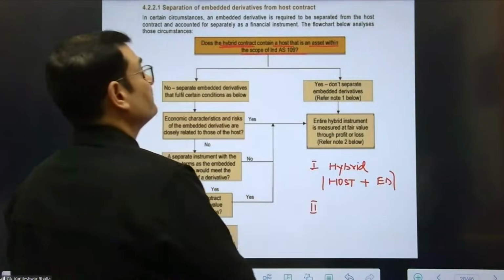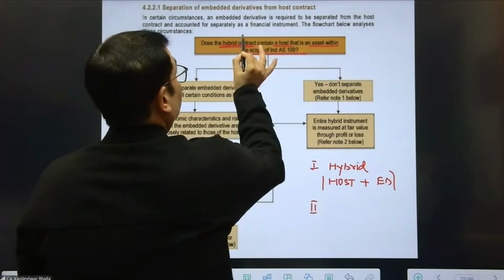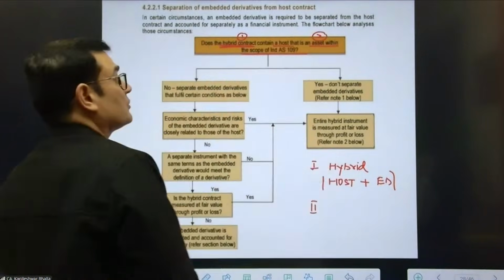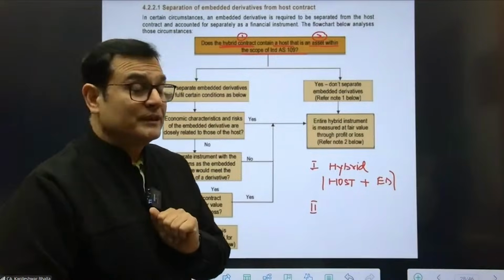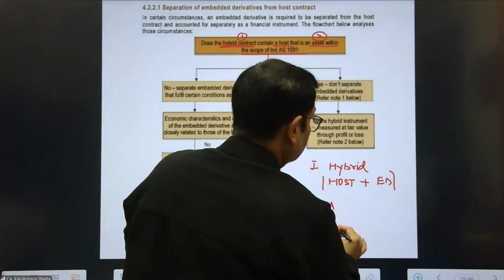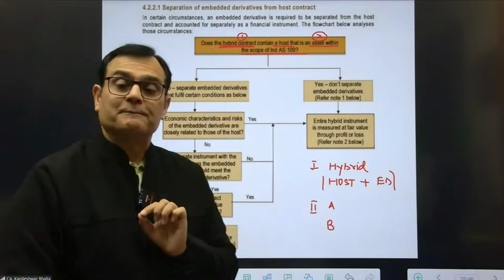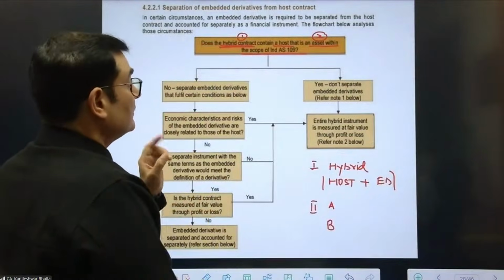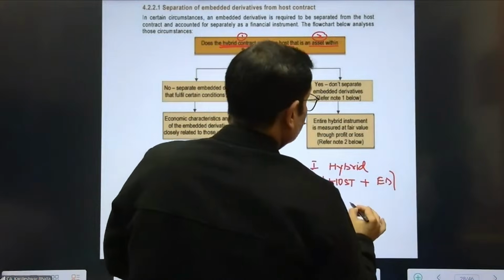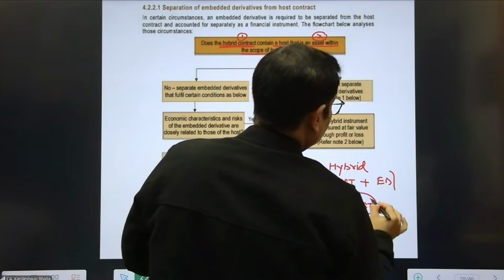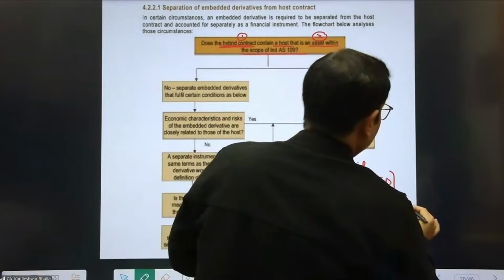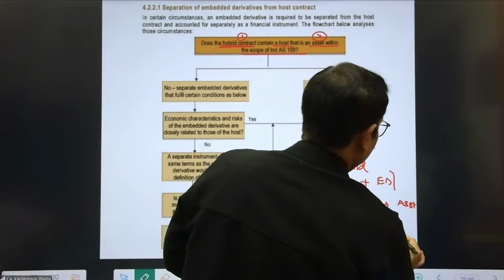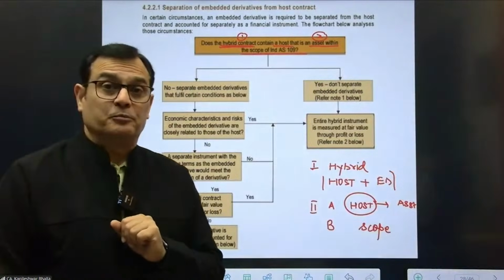Then you go to step number 2. It says, if it's a hybrid contract, as in step 1, does it contain a host that is within the asset scope of this standard? Now, what you need to do in step number 2 is put across a question in step 2A and step 2B. You need to see that as far as the host is concerned, number 1, is it an asset? And number 2, is it within the scope of the standard or not? So there are 2 questions which you need to put across.